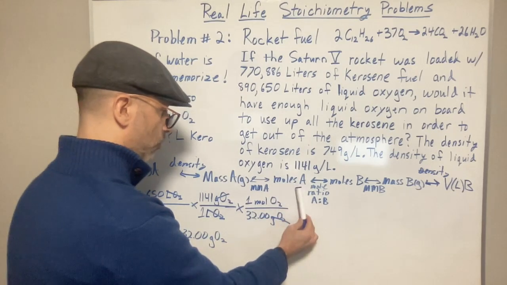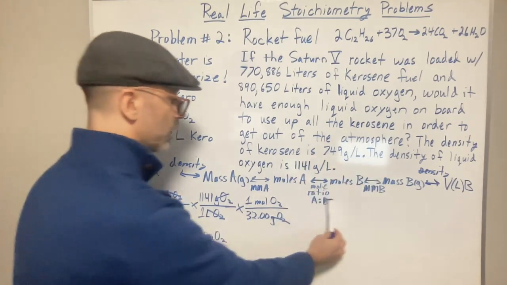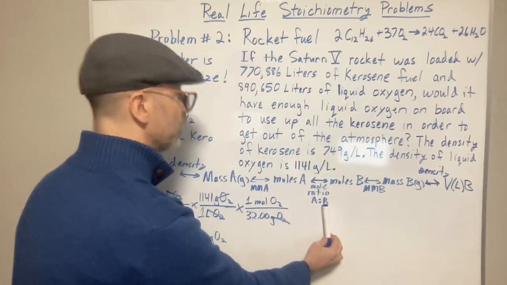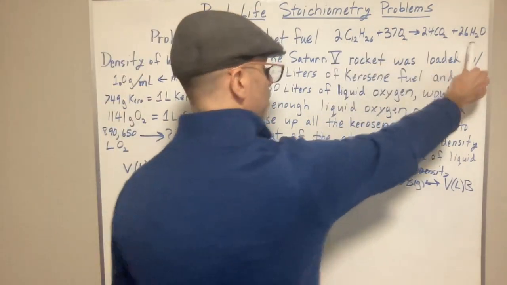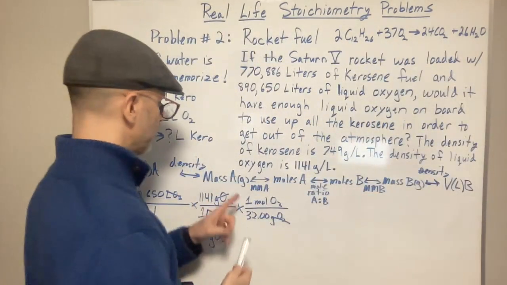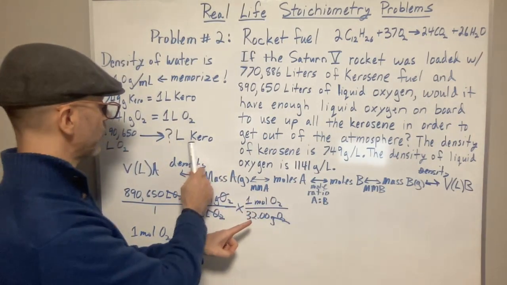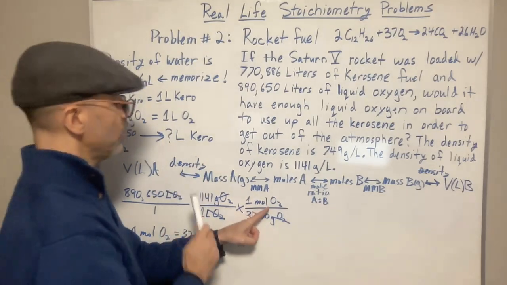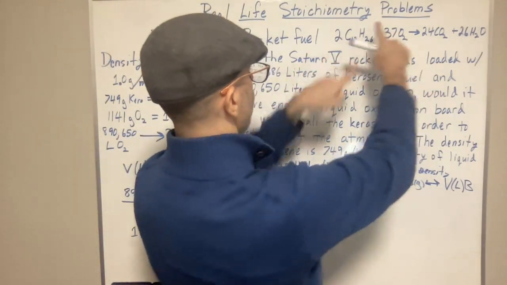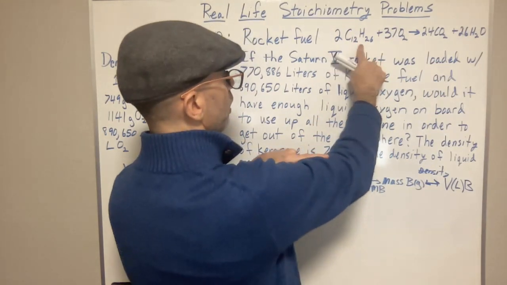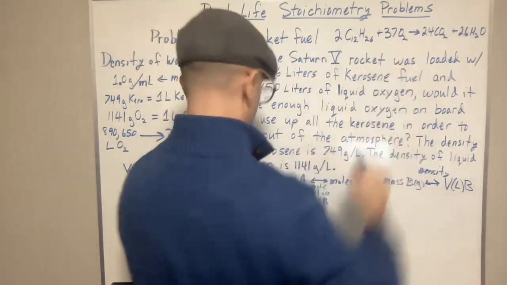So now I'm at moles. Now I want to go from moles of A to moles of B. And again, we're going to use the mole ratio between A and B, and we get that from our balanced equation up here. Since I'm converting from moles of oxygen to moles of kerosene, I'm going to go from here to here, right? So 2 moles of kerosene reacts with 37 moles of oxygen.